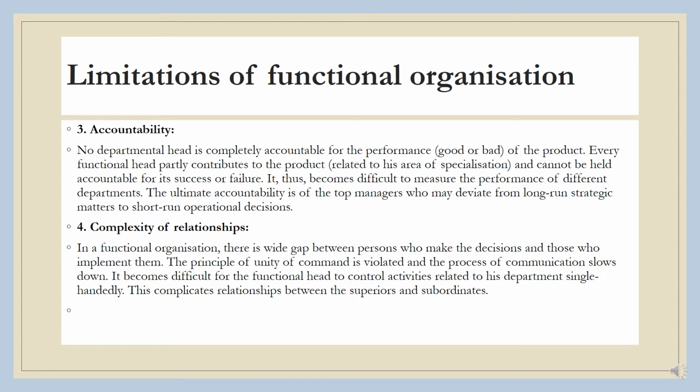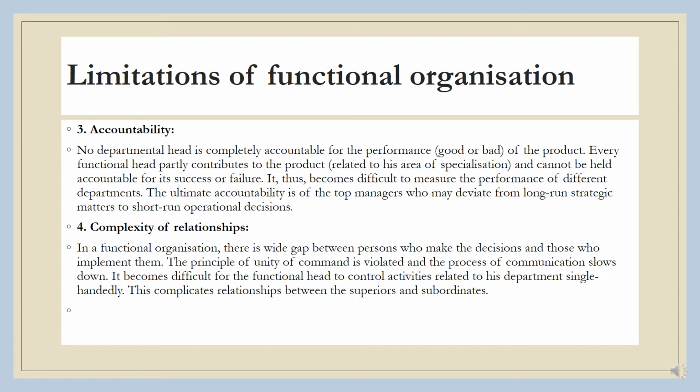Complexity of relationships. In a functional organization, there is a wide gap between the person who makes the decisions and those who implement them. Who is going to make the decisions? The top management. Who is going to implement them? The functional heads, and that too from their own resources, from their own departments, right? So the principle of unity of command is violated, and the process of communication slows down completely. It becomes difficult for the functional head to control activities related to his department single-handedly.